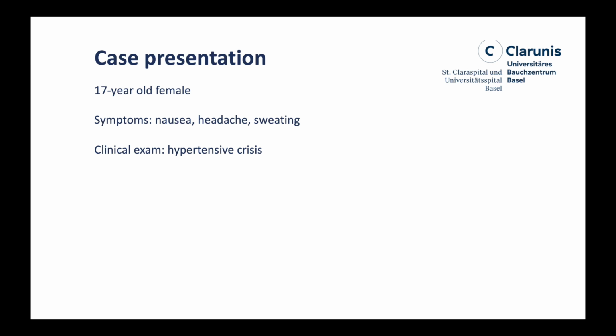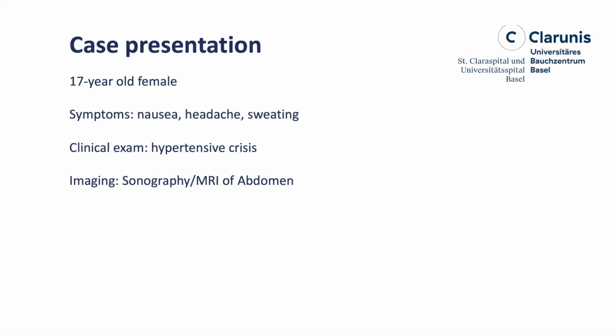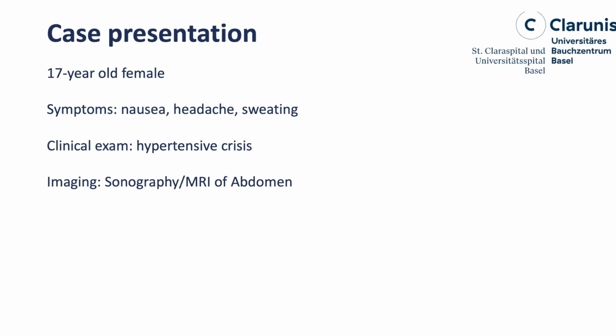A 17-year-old patient presented with headaches, nausea and profuse sweating at the pediatric outpatient clinic, and the patient had to be hospitalized due to a hypertensive crisis. At such a young age, we suspected a secondary cause for hypertension.